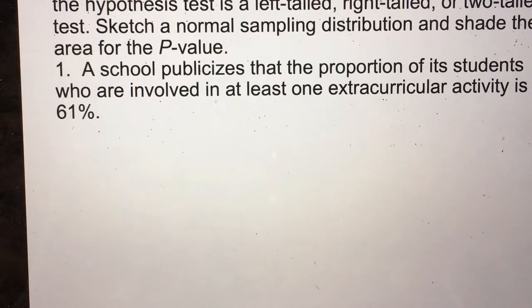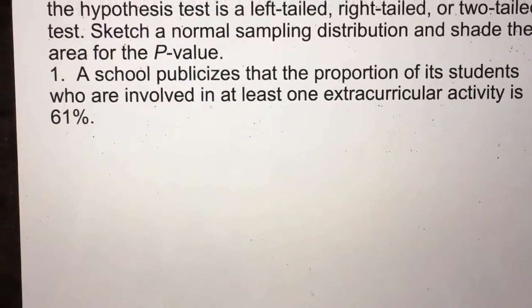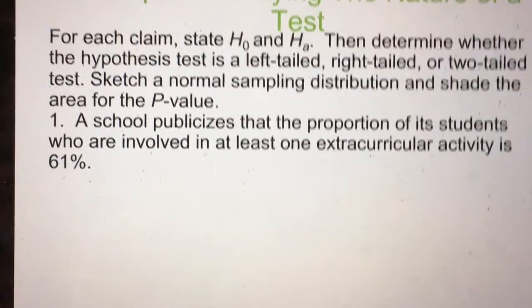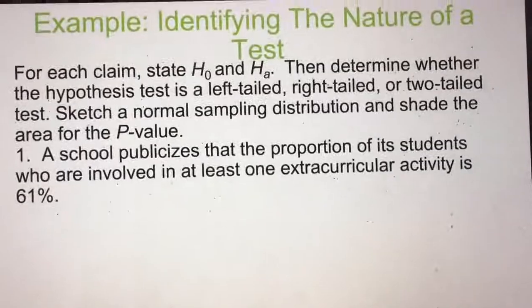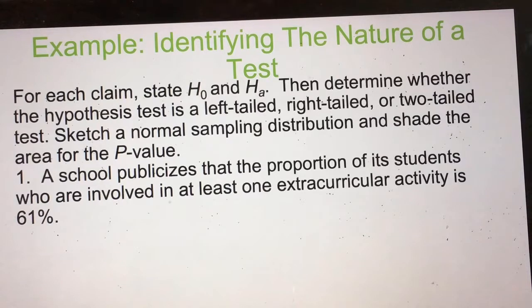So here we have an example, identifying the nature of the test. Let's see a little bit more on the screen here. Okay, somehow I lost that. Sorry about that. Okay, for each claim, state H sub O and H sub A, and then determine whether the hypothesis test is left-tailed, right-tailed, or two-tailed. Sketch a normal sampling distribution and shade the area for the p-value.